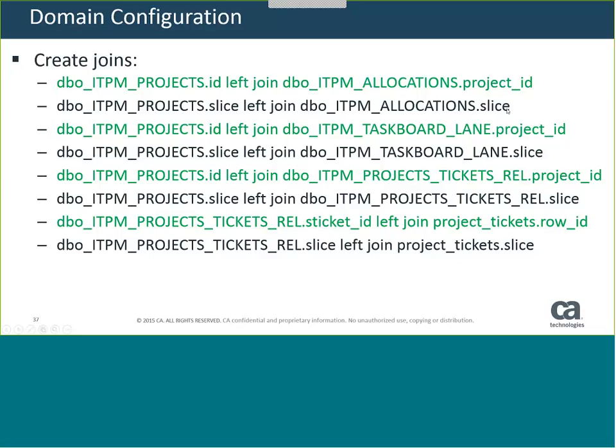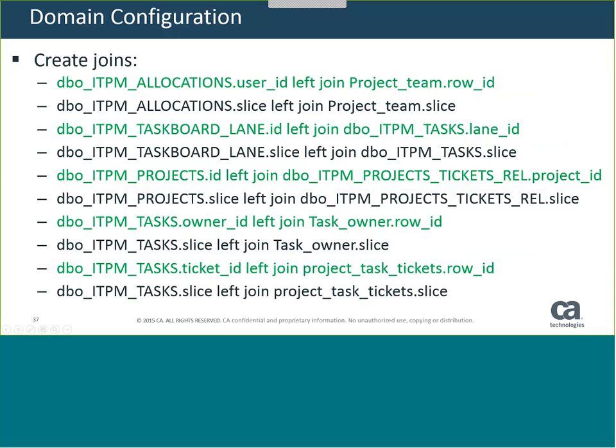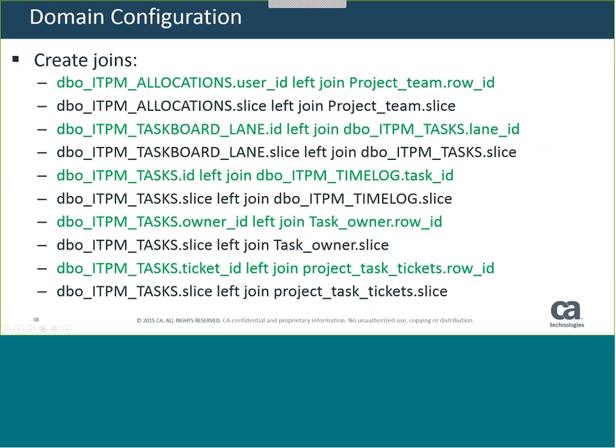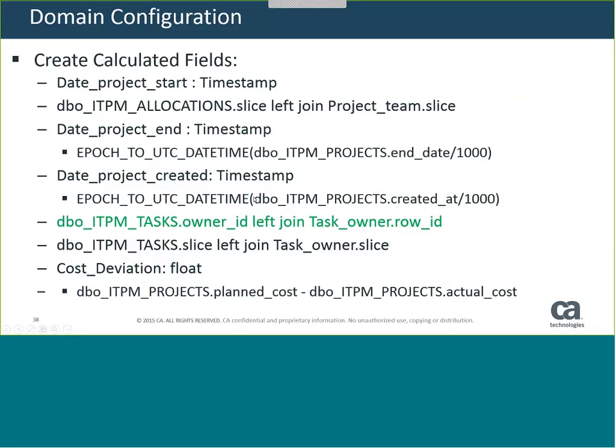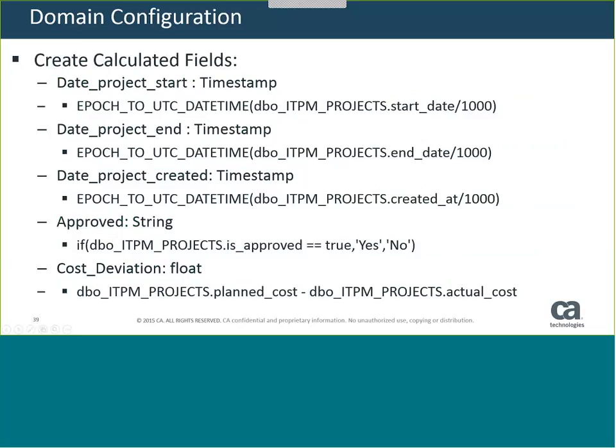Almost every table in the system will have this slice field. And when you create this join together with the join you need, you will help the system to perform queries faster. Again, improve the performance of the reports and the domain. Okay, so we are going to create all of these joins. Here are some more joins we need, and then we create the calculated fields.